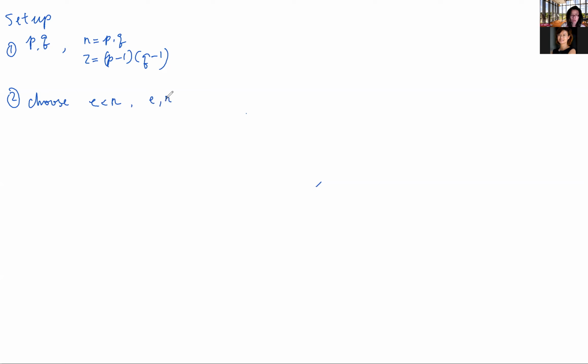So the key setup is the same. You pick P and Q, and then you compute N equals P times Q, and then you also compute (P minus 1)(Q minus 1), the totient. And then say you choose E. E has to be smaller than N, and E and Z are relatively prime.